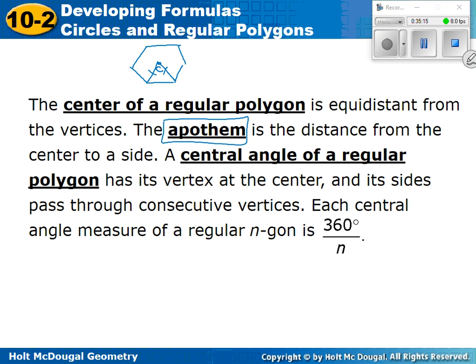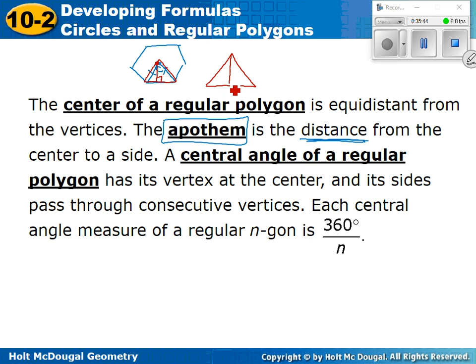The apothem is the distance from the center to a side. Do you draw distances diagonally? No. How do we always draw distances? Perpendicular. So I'm going to go from the center to the side perpendicular. That is my apothem. Look at this little triangle here. I'm going to redraw it bigger.